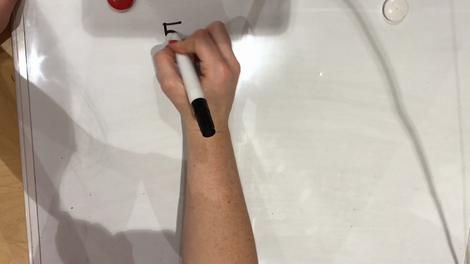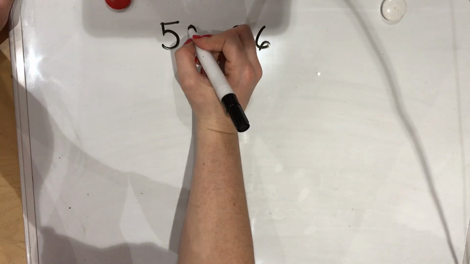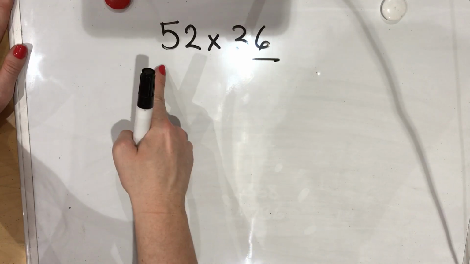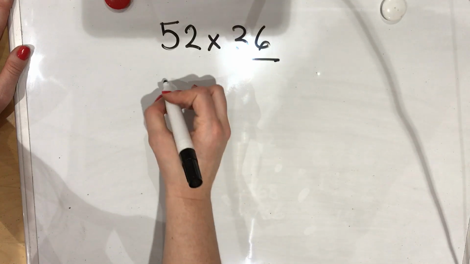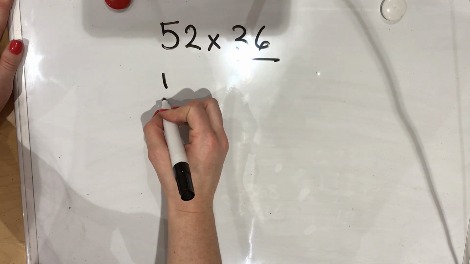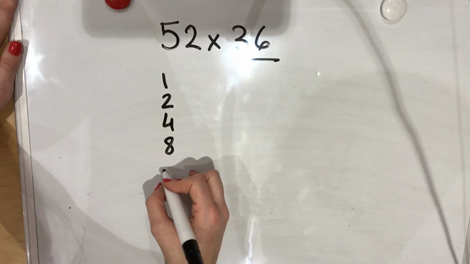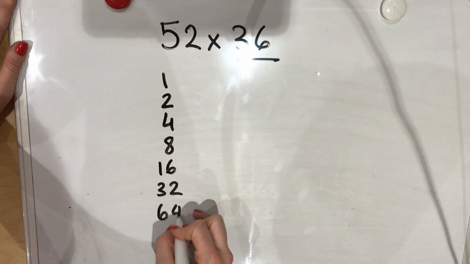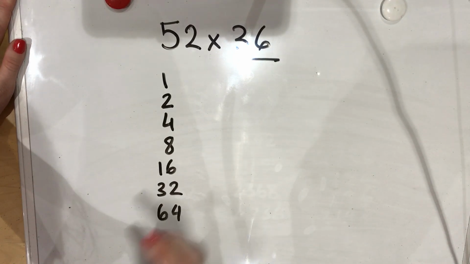Let's try 52 multiplied by 36. So again, I'm going to keep doubling my numbers until I get to a number larger than 36. So start on 1, double it, 2, double it, 4, double it, 8, double it, 16, double it, 32, double it, 64. Now 64 is larger than 36, so that's great.